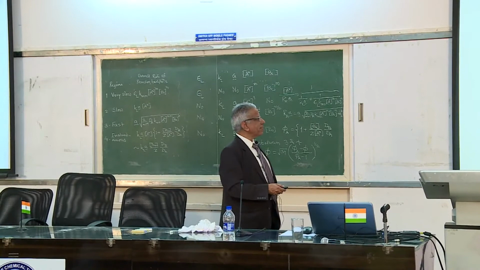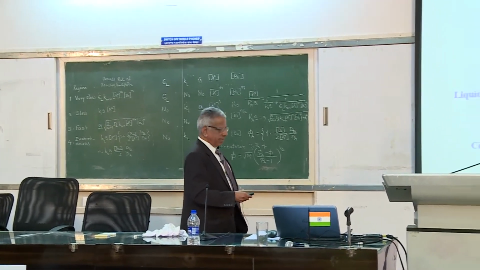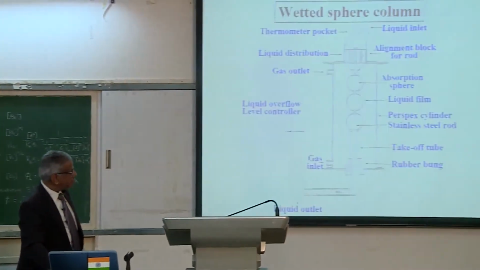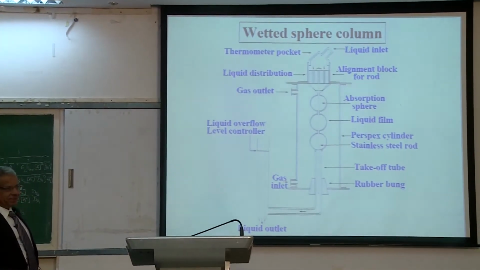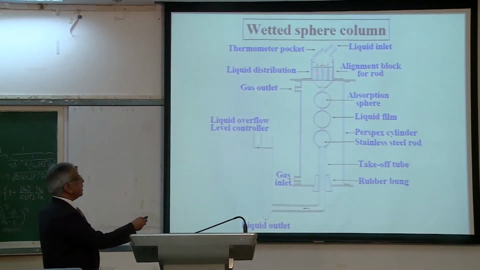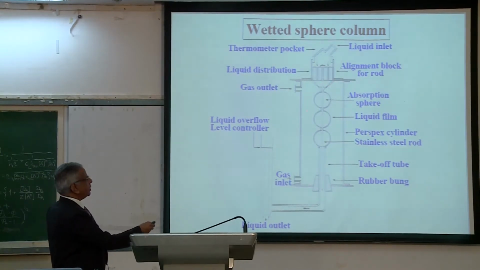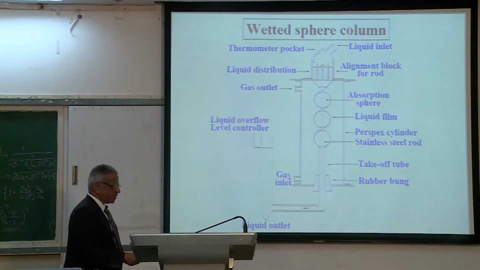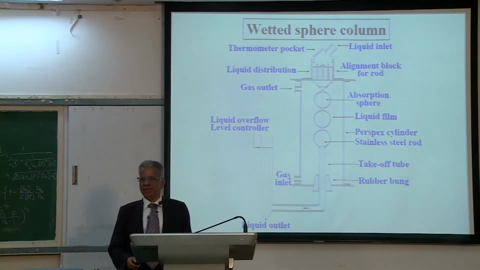Next, like the wetted wall, this is a wetted sphere, the same principle. Here the liquid comes from the top, and on the sphere there is a liquid inlet, it forms a film on the sphere, then falls on the second sphere and third sphere, and finally it is collected at the bottom. So, pi d square is the area of each sphere. If there are 3 spheres, we know how much the interfacial area is, and the mass transfer coefficient is varied with the help of the liquid flow rate.